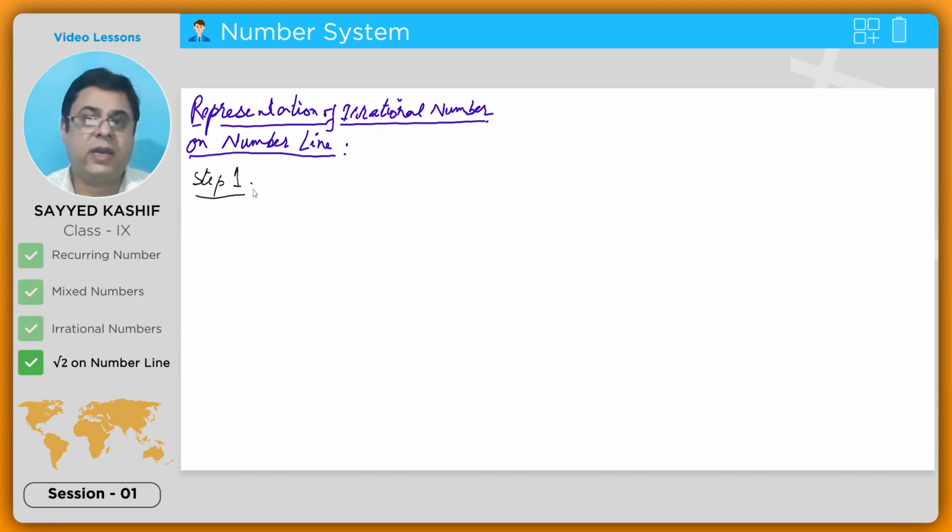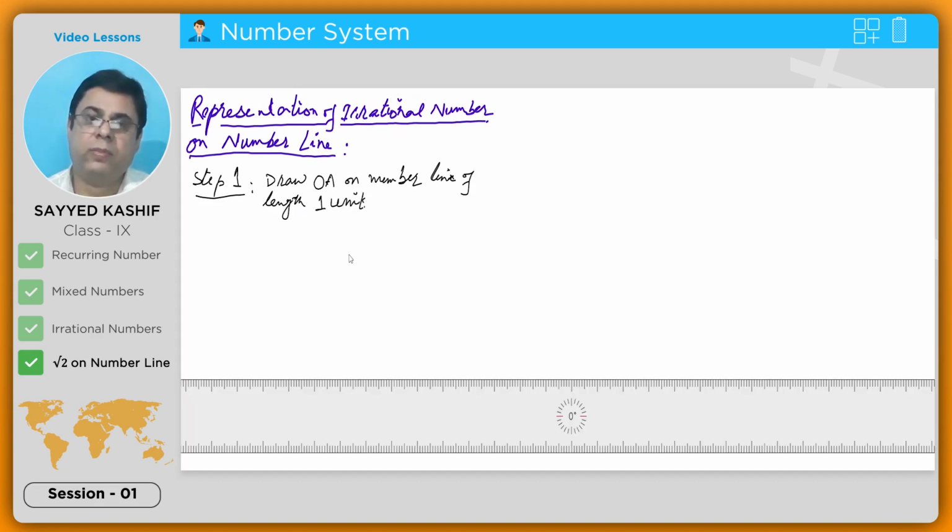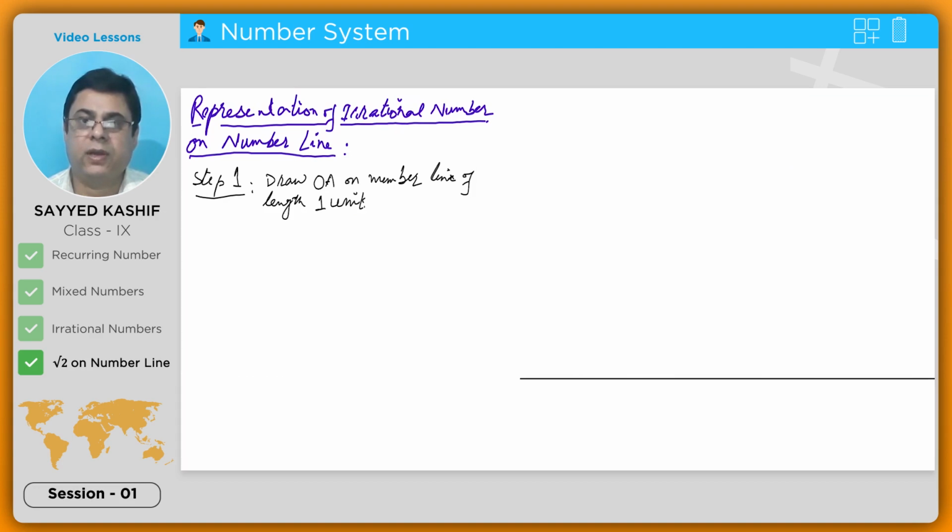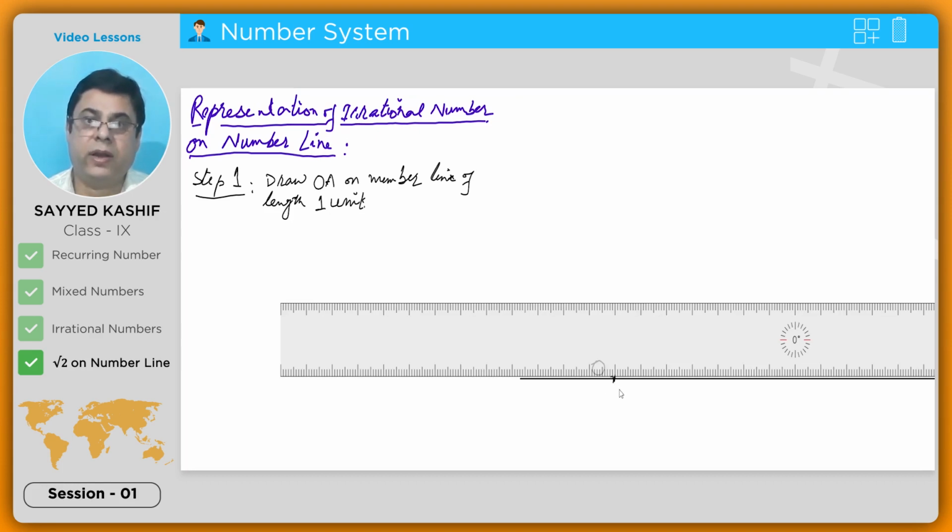We will take an example of root 2 to represent the irrational number on the number line. So to represent an irrational number on the number line, we draw a number line and say we mark O on the number line. We draw OA of 1 unit on the number line. This is the first and basic step that we start with. We are going to represent under root 2 on the number line.